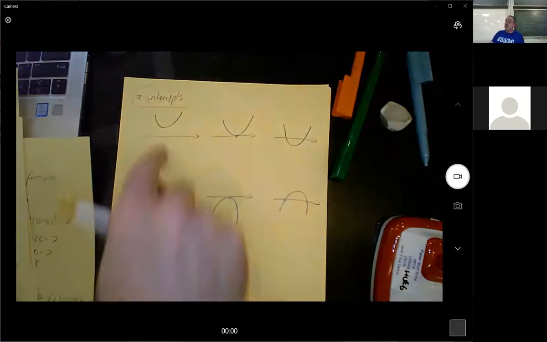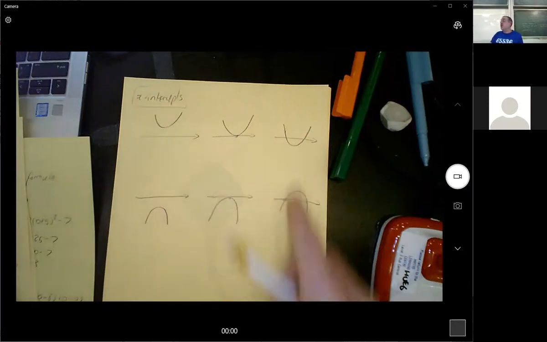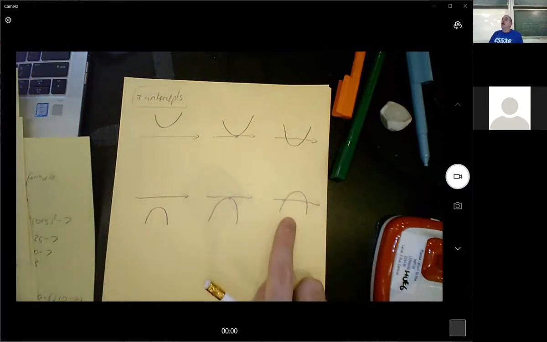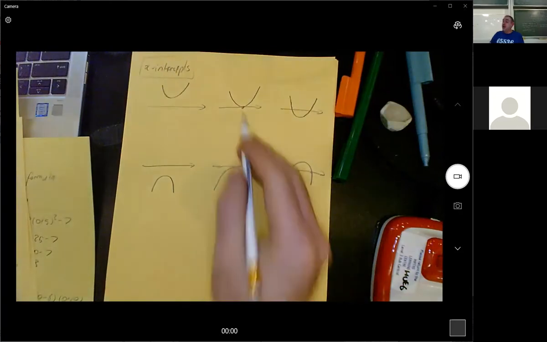So these ones have no x-intercepts. These ones have exactly 1 x-intercept. These ones have 2 x-intercepts. Which is different to lines. Straight lines always have exactly 1. Whereas quadratic functions can have 0 or 1 or 2. And the question is, how do you tell which one of these situations you're in and how do you figure out what they are?